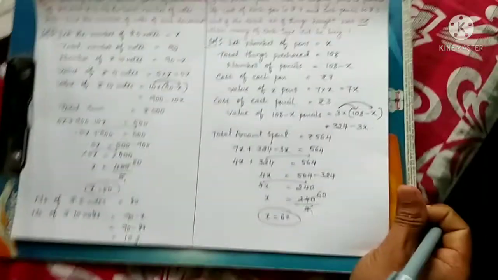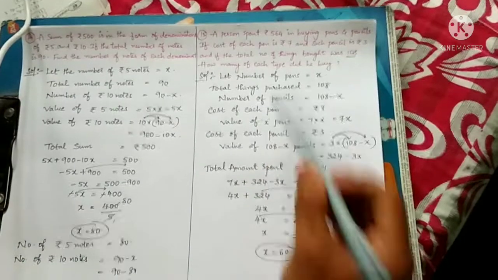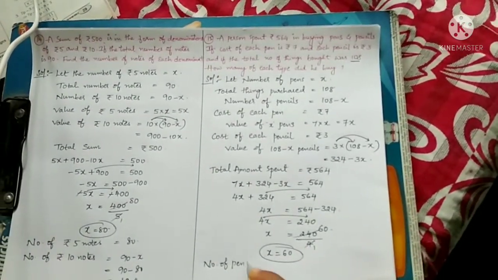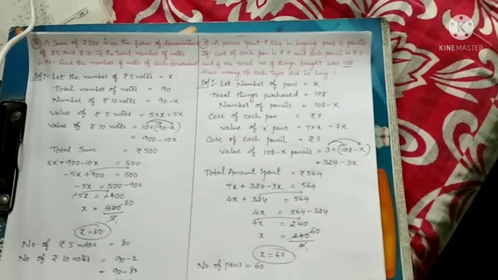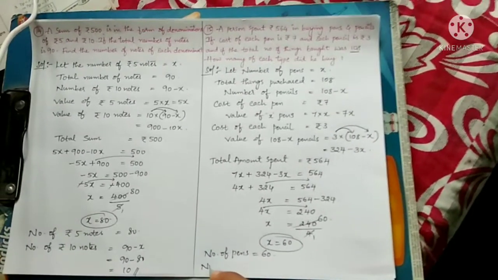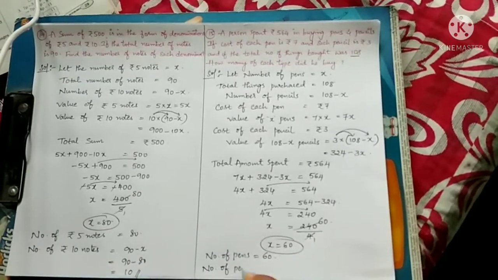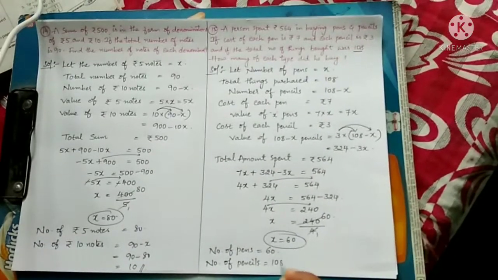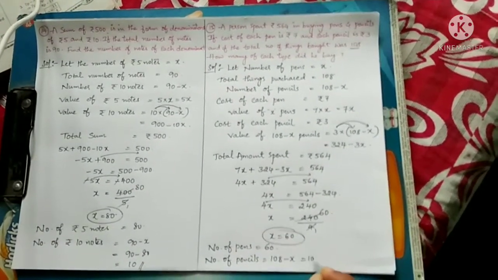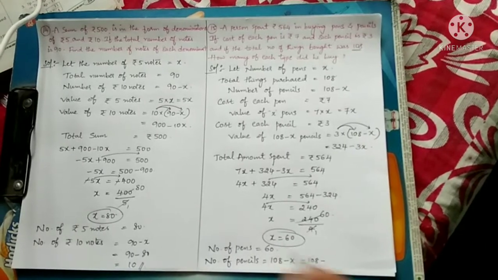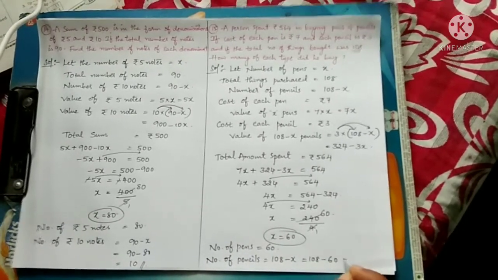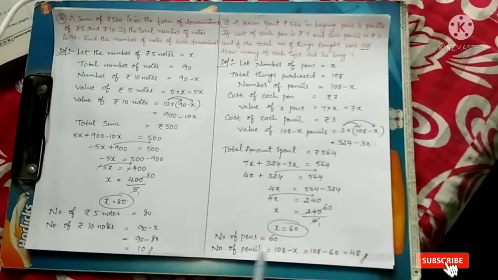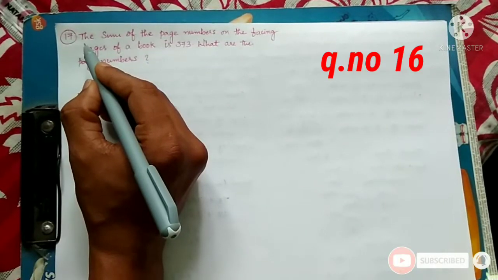So what is this x called? x is nothing but the number of pens. So the number of pens is equal to 60. Now the number of pencils is how many? 108 minus x. 108 minus the value of x, which is 60. 108 minus 60 is 48. That means he has purchased 60 pens and 48 pencils.